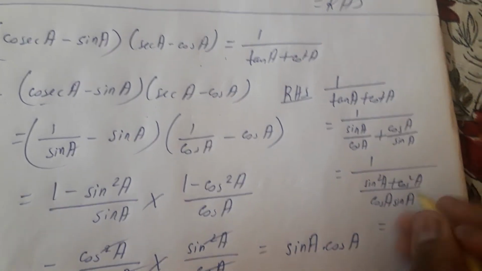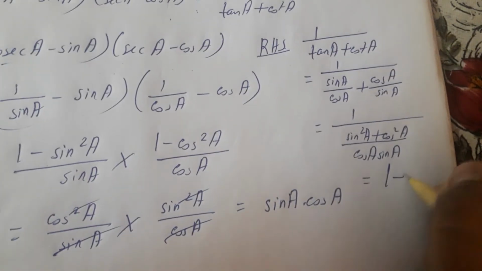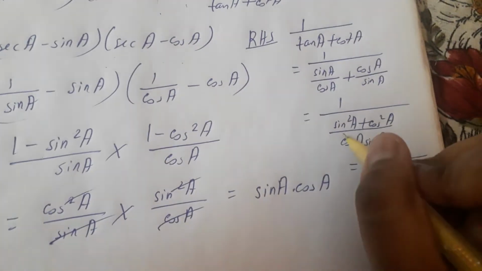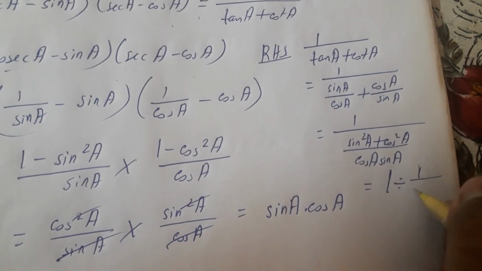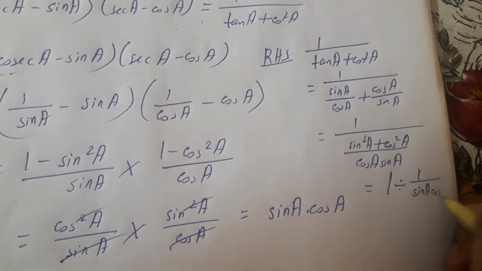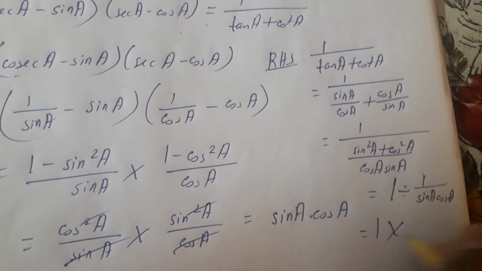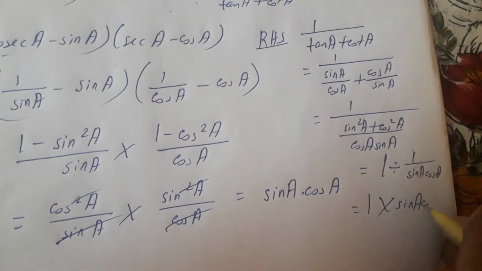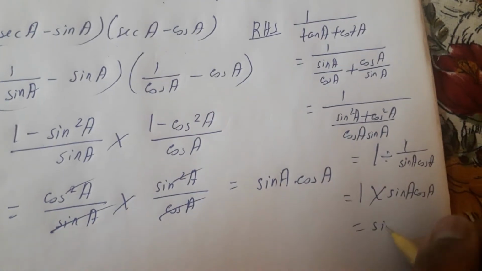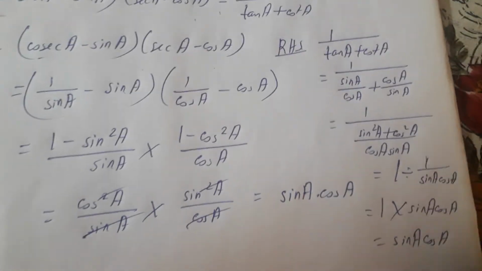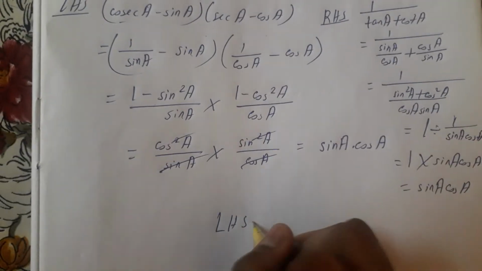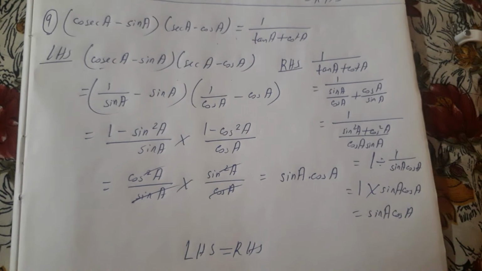We know that sin square A plus cos square A is 1, so it will be 1 divided by sin A cos A. 1 into sin A cos A, and you will get sin A into cos A. So here you can say that LHS is equal to RHS. See, you have to do it in this way.